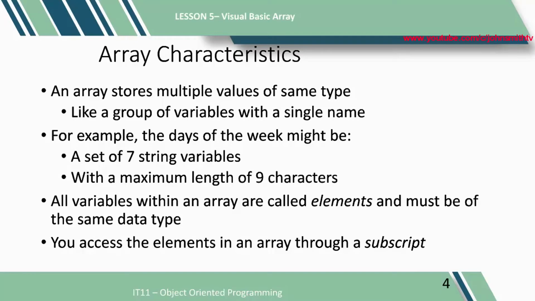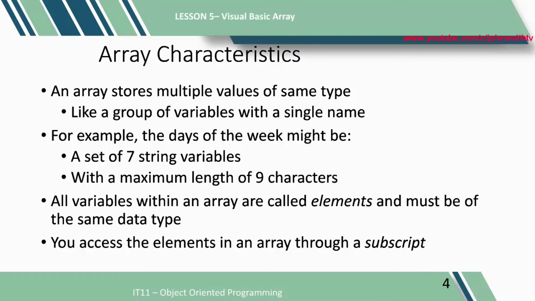Sometimes it is necessary for an application to store multiple values of the same type. Often it is better to create an array than several individual variables. An array is like a group of variables that have a single name. All of the values stored within an array are called elements, and all are of the same data type. You access the individual elements in an array through a subscript. A subscript, also known as an index, is a number that identifies a specific element within an array.